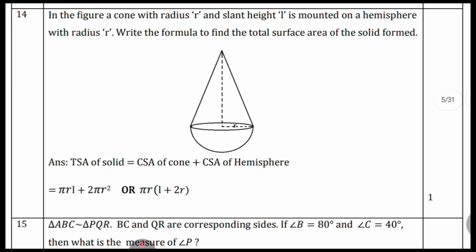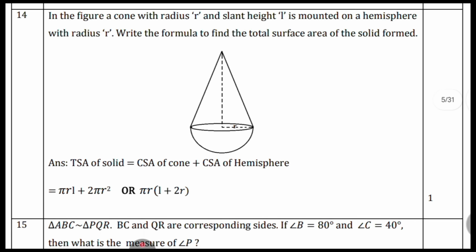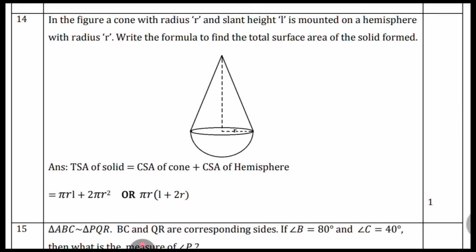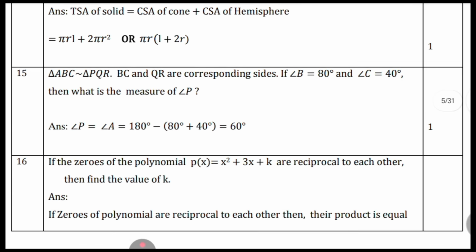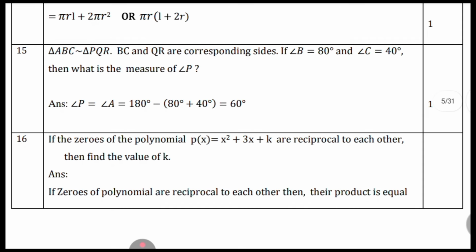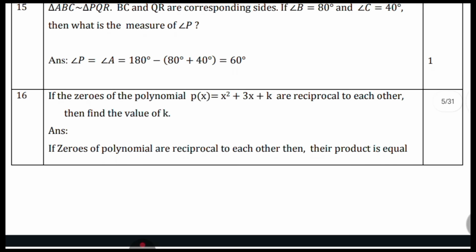14th question is solved with the formula. They have given the question in the figure, a cone of radius r. Here you should write the formula by understanding the figure. So coming to the 15th question, this is from triangles, and the answer is direct. It is equal to 60 degree angle P.